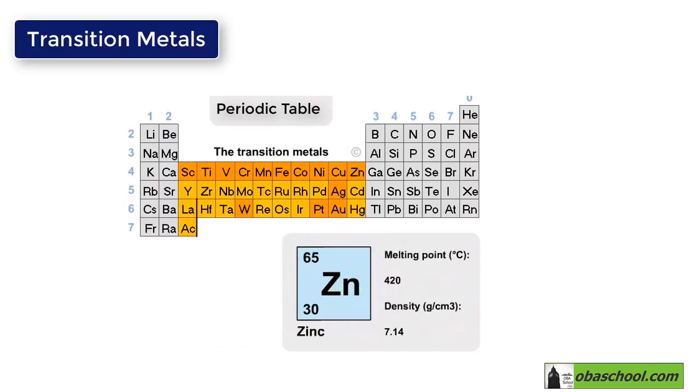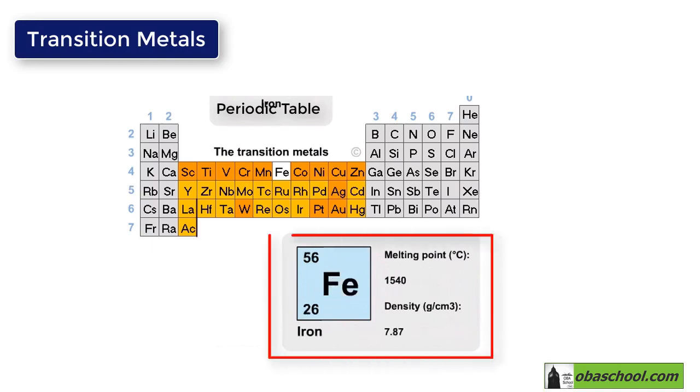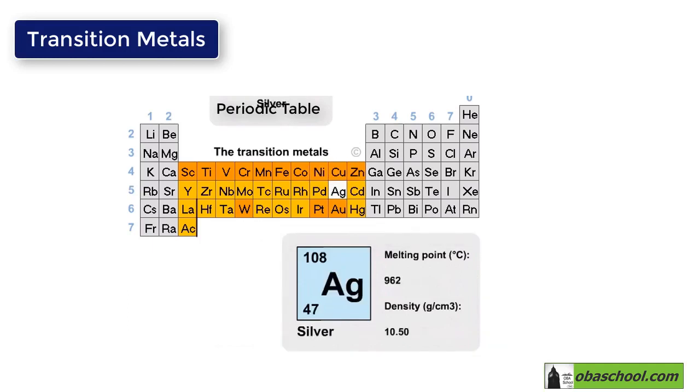In this lesson, we are going to learn about the transition metals. The transition metals occupy the area between column number 3 and column number 12 in the periodic table. Some famous examples of transition metals are iron, Fe, cobalt, Co, nickel, Ni, copper, Cu, zinc, Zn, silver, Ag, and gold, Au, among many others.